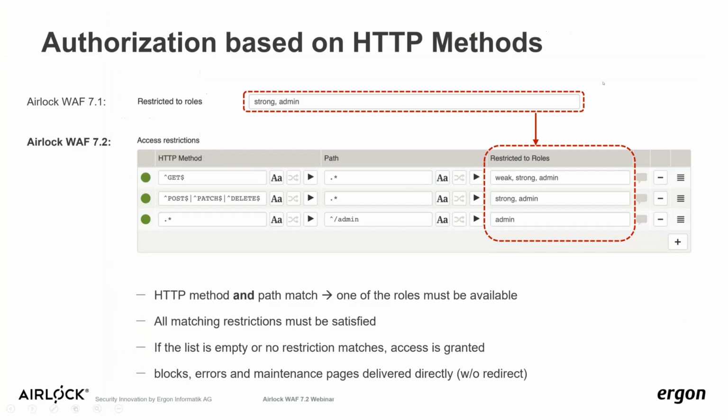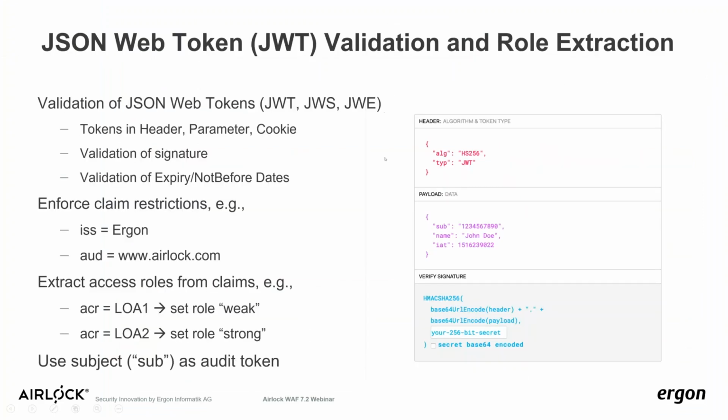So let me go back to the presentation. You have the header with the information what the JWT token is about, the payload data, and the signature, which is verified, and then you can check that the issuer, for instance, is an issuer you are expecting, or the audience or the target is an application you are protecting. And then you can go on and define which claims are roles. So the Airlock WAF will extract those roles and insert them or use them inside the session, which means that you don't have to do one-shot authentication anymore, but you can rely on those JWT tokens. So it's one round trip which you can save that way.